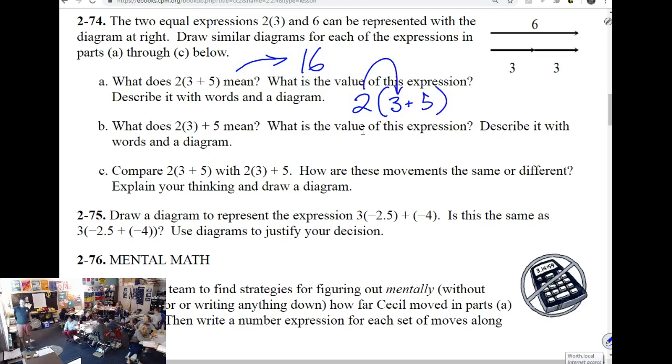What's 2 times 3? What's 2 times 5? You've just learned the distributive property. Wow!